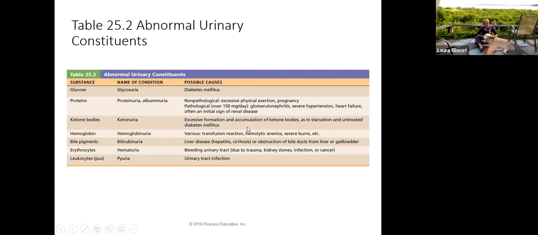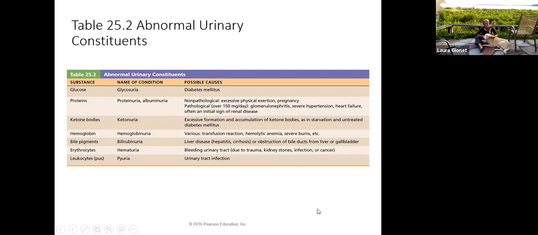Okay, ketones, maybe excessive formation and accumulation of ketone bodies, as in starvation or maybe untreated diabetes mellitus. We talked about this in metabolism. We said that with the burning of fats when you're not burning glucose appropriately, because you either don't produce insulin or you have insulin receptor resistance on cells, you start burning the fats, and by converting a lot of those fatty acid tails, you produce ketone bodies, and this causes ketoacidosis.